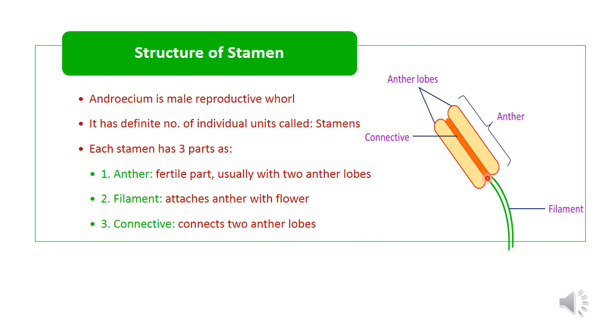Now, the third part, connective, is involved in connecting the two anther lobes together, but it is also considered as the extension of filament that consists of vascular tissue and also provides nutrition to the developing pollen grains or the sporogenous tissue.